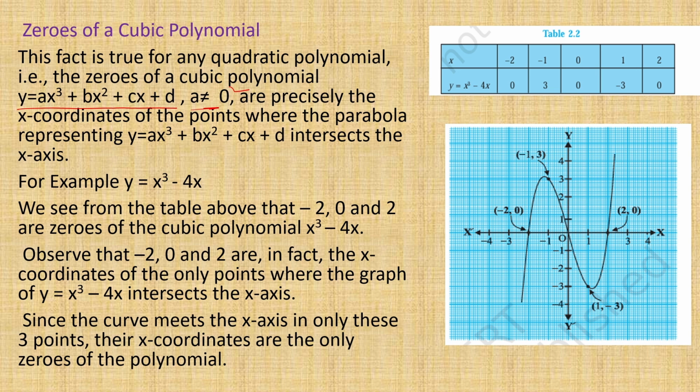Here we have taken an example for explanation: y is equal to x cube minus 4x. In a similar fashion to the previous examples, we form a table by substituting x values and getting the y values.